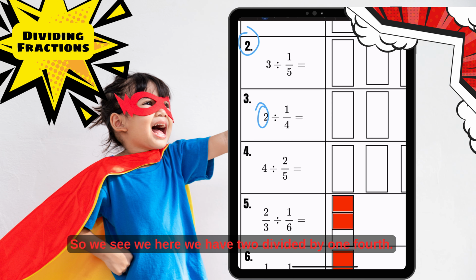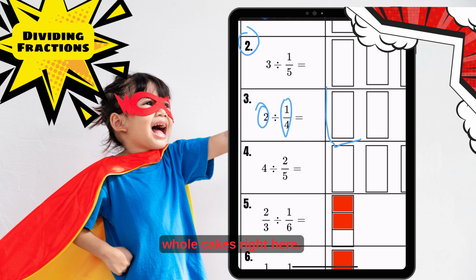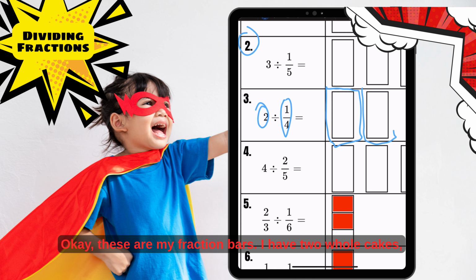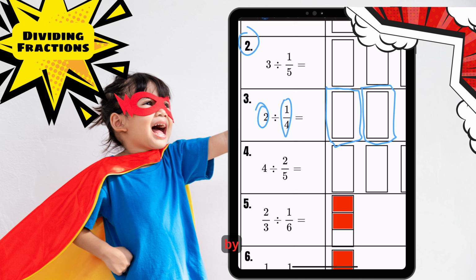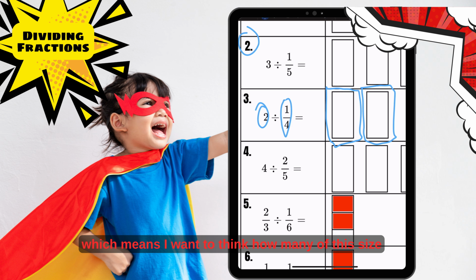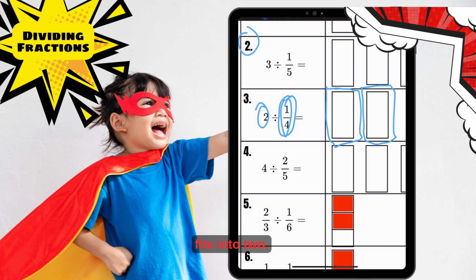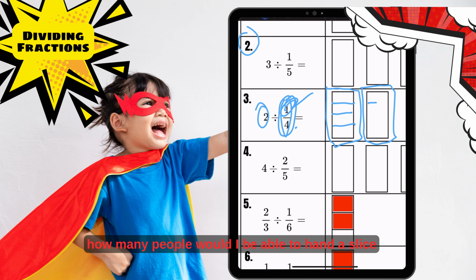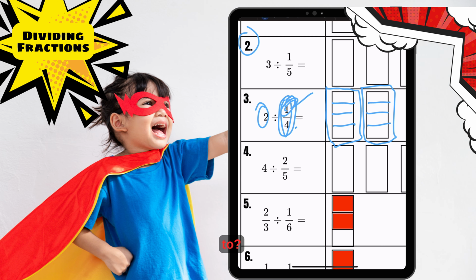So here we have 2 divided by 1/4, and I like to think of I have 2 whole cakes right here. Okay, these are my fraction bars. I have 2 whole cakes, and I'm dividing them by 1/4, which means I want to think how many of this size fits into 2. So if I was handing out each person one slice, but the cake was divided into 4 slices total, how many people would I be able to hand a slice to?